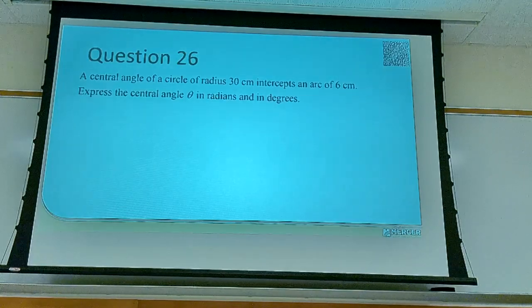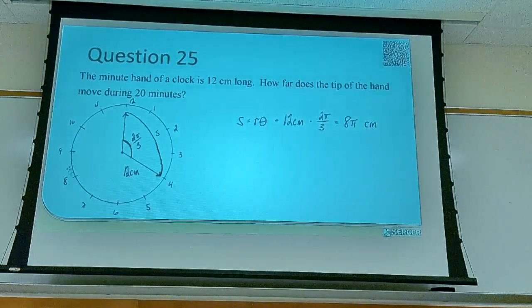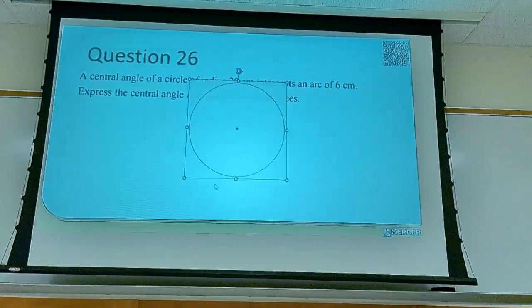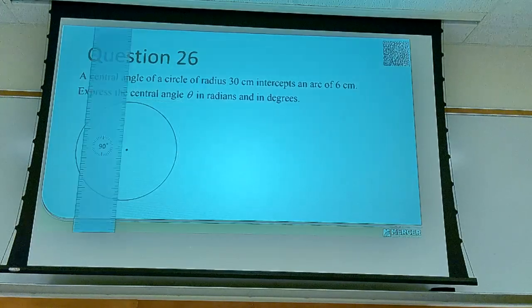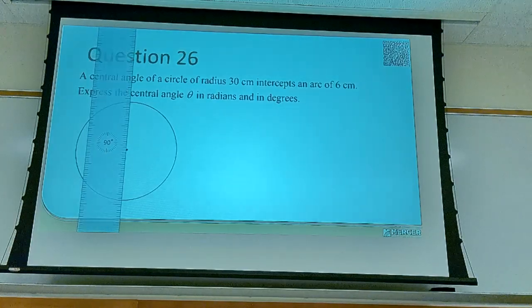A central angle of a circle of radius 30 intercepts an arc of 6 centimeters. Express the angle in both radians and degrees. It doesn't matter where I draw my two rays, that's irrelevant. The easiest is just to start like this. That should be good.